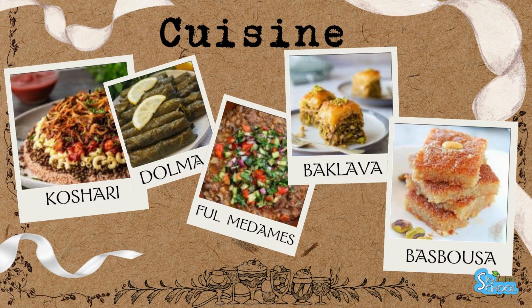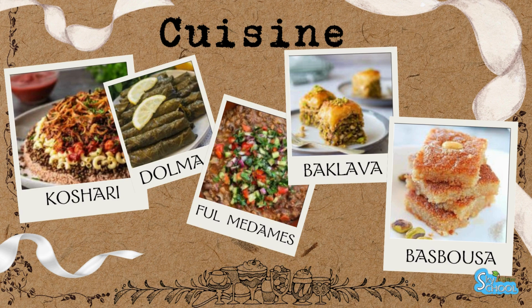Today I'll be exploring the flavors of Egypt, highlighting the country's most popular and iconic dishes. First up is koshari, the national dish, a hearty blend of rice, lentils, and pasta topped with spicy tomato sauce and crispy onions. It represents the essence of Egyptian street food. We also have dolma, also known as stuffed grape leaves, and it is filled with rice and herbs.